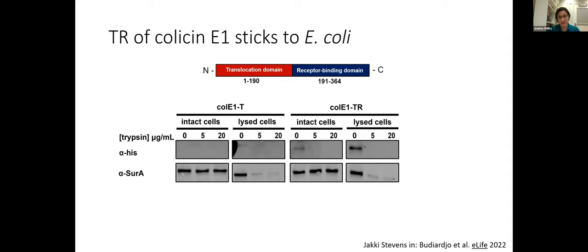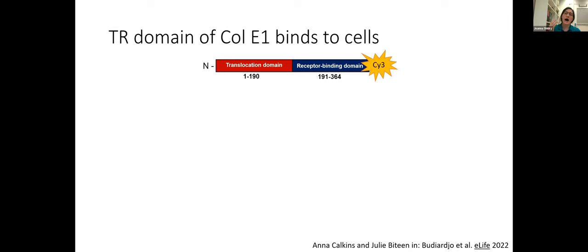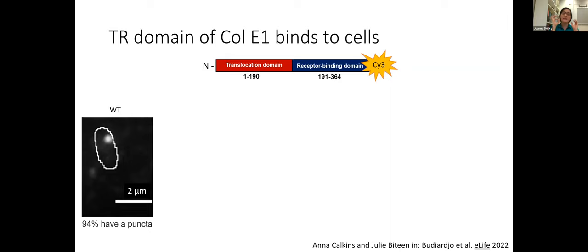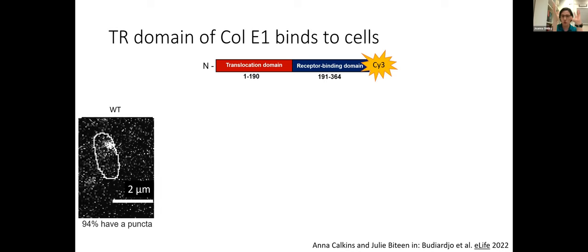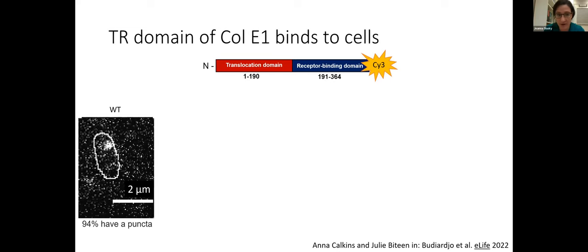And so I got a friend of mine, Julie Biteen, who does single molecule spectroscopy and said, well, what does this look like on the cell surface? So we attached the Cy3 small molecular probe, and we were able to see these small puncta on the surface of the bacteria. Okay, so about 94% of all of the regular bacteria that had TolC would get these puncta, and pretty much it was one punctum per cell. And you can see they were very stable. This could go on for 5 minutes, where you would get about 20 or so binding events all in the same place. And it would just be very, very stable. And these are not fixed cells.